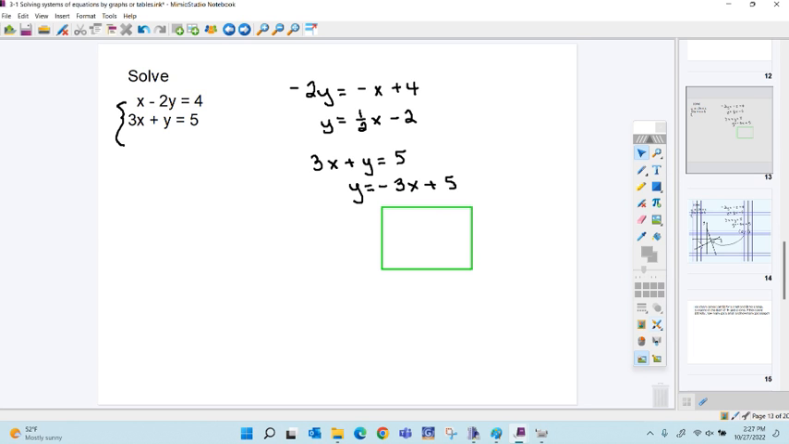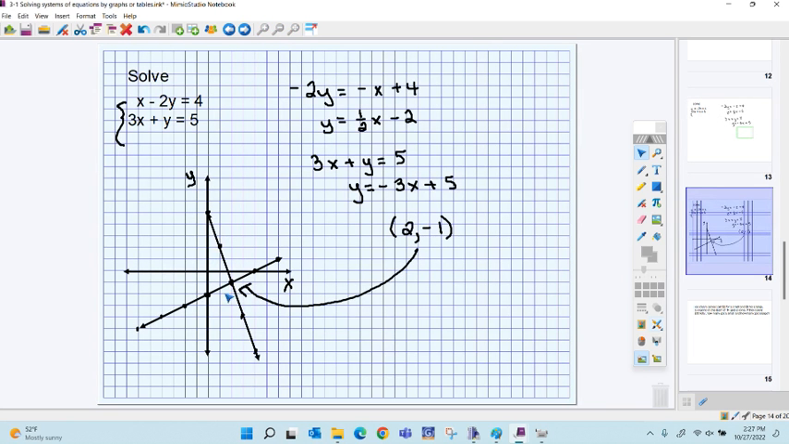2, -1. Yeah, 2 and -1. So this one starts at -2, up 1 over 2, up 1 over 2, up 1 over 2. This one starts at 5, down 3 over 1, down 3 over 1. It lands right on the same exact point.